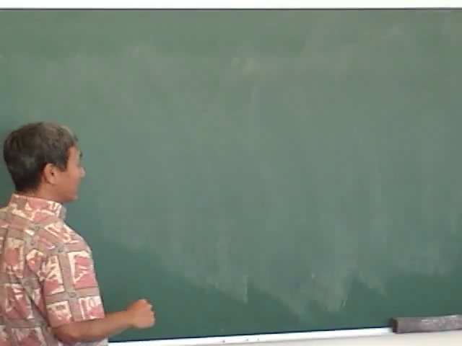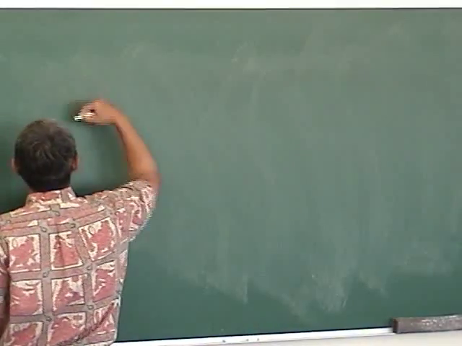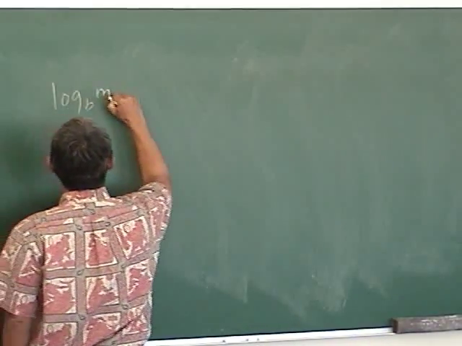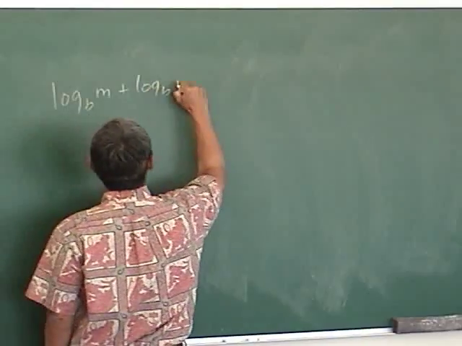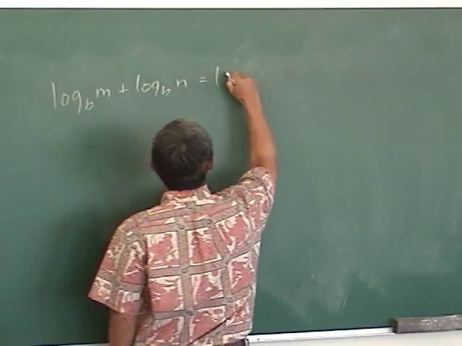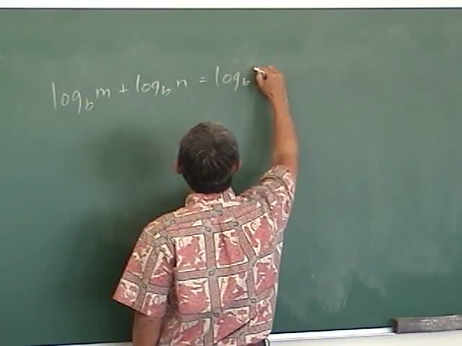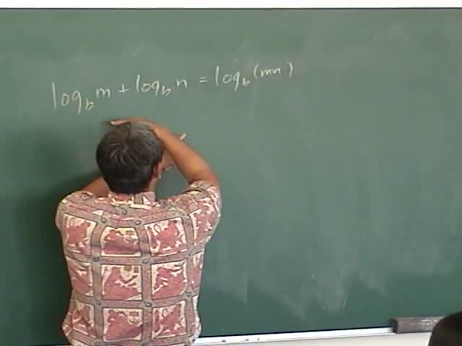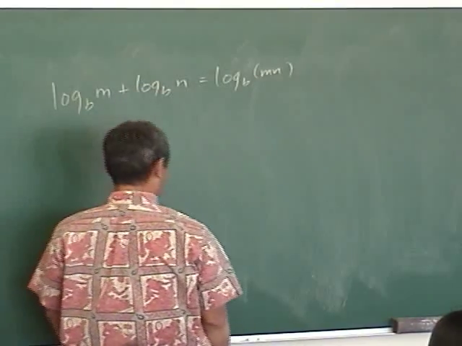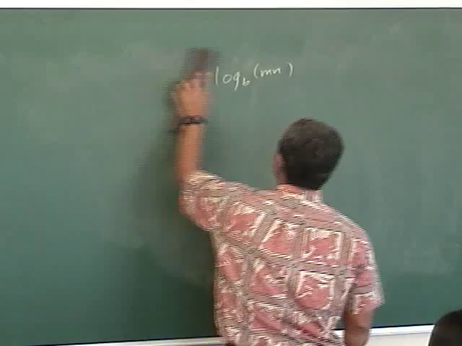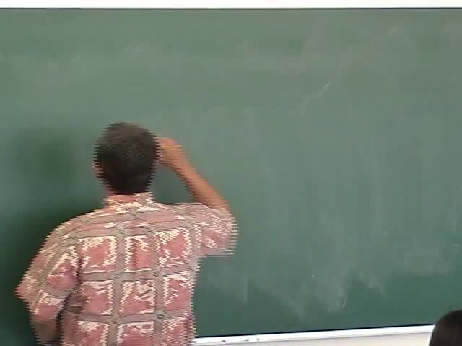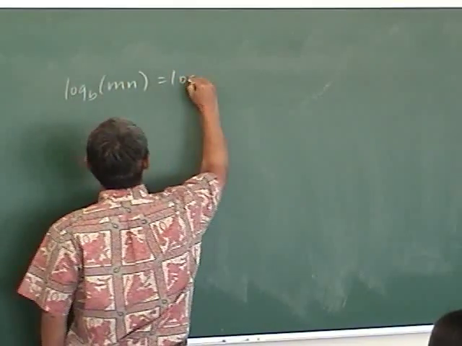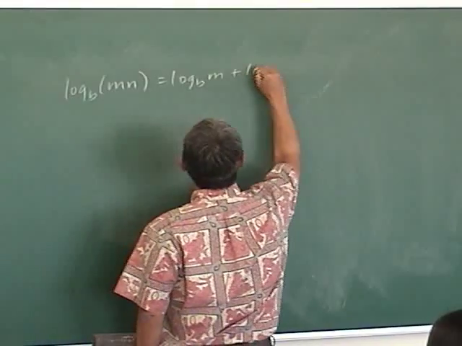Okay, let's go over the 3 laws of logarithms that we learned last year. Log base b of m plus log base b of n is equal to log base b of mn. You guys are used to seeing it the other way? Doesn't matter which way I write it? Okay, here, let me erase. This is the way that most folks write it: log base b of m times n is equal to log base b of m plus log base b of n.